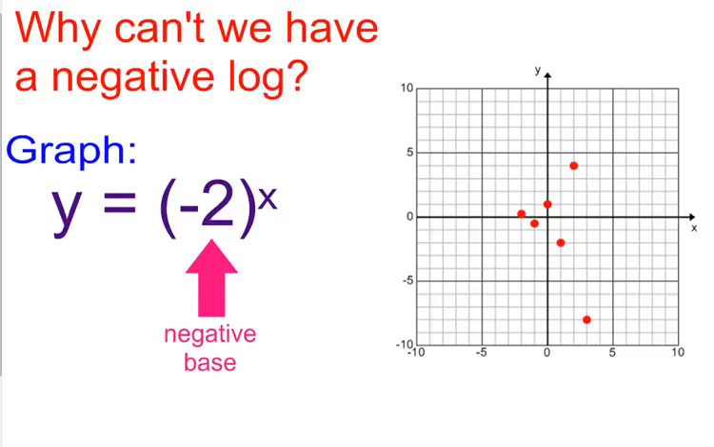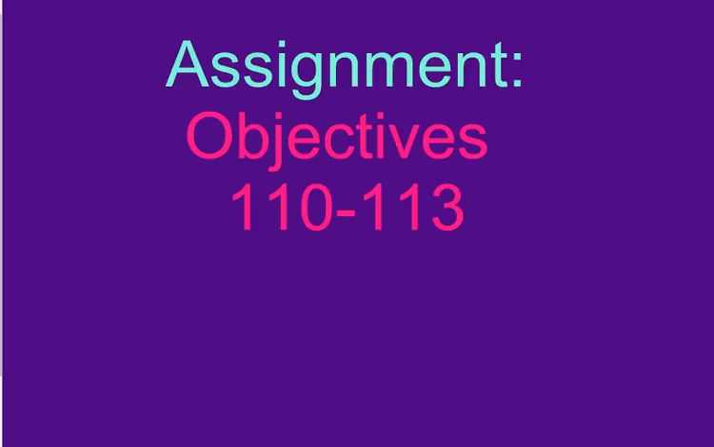-2 to the first would be -2. -2 squared is 4. -2 cubed is -8. -2 to the fourth is 16. See how it switches signs every time? And so it's not going to give me an exponential growth or decay problem. In this case, it should be growth, but that's not possible for us. So hopefully those made sense.